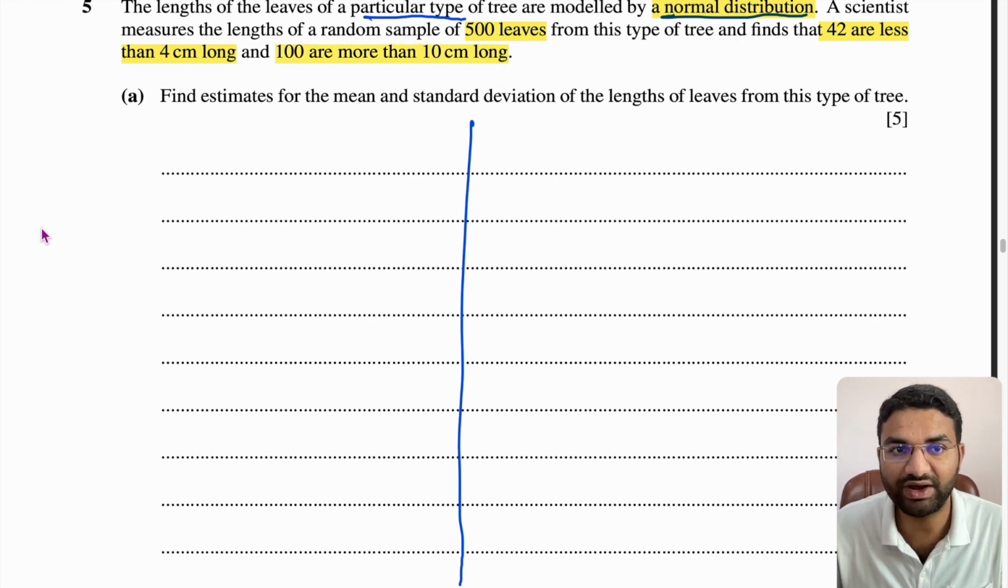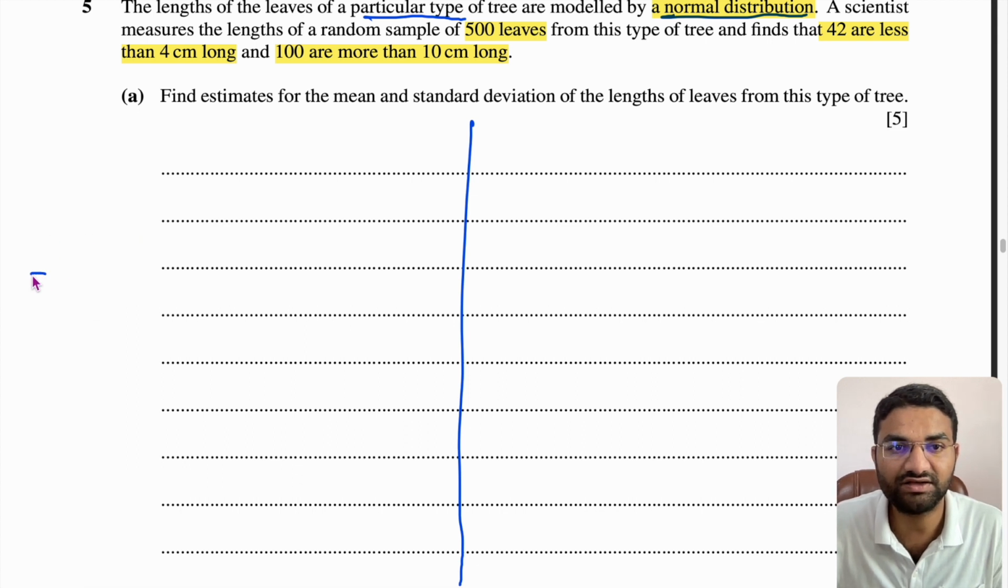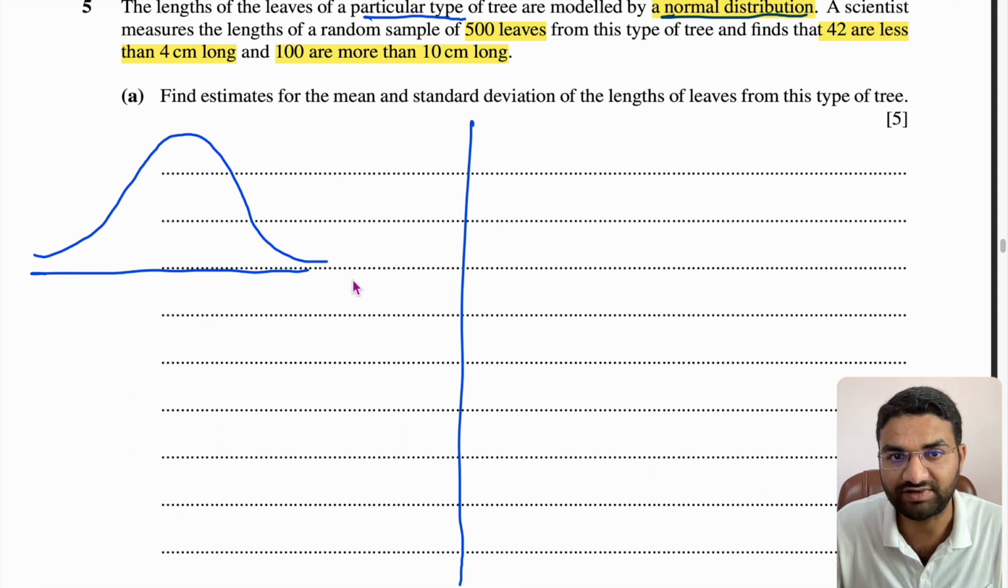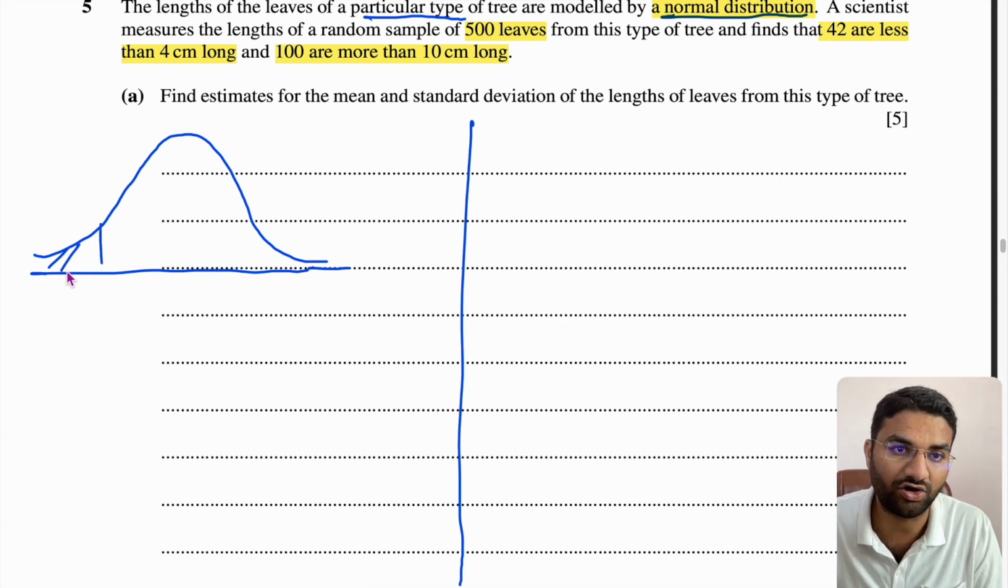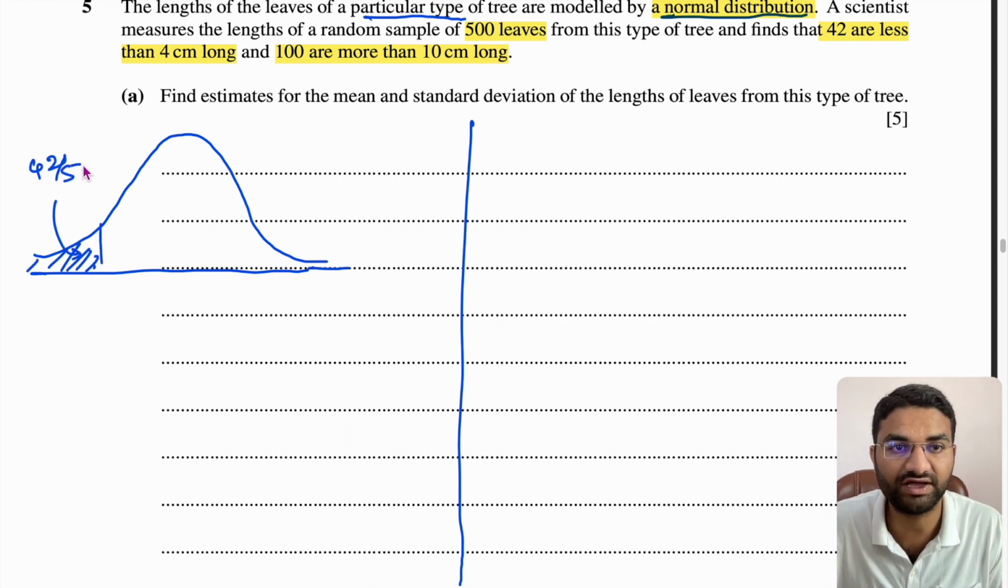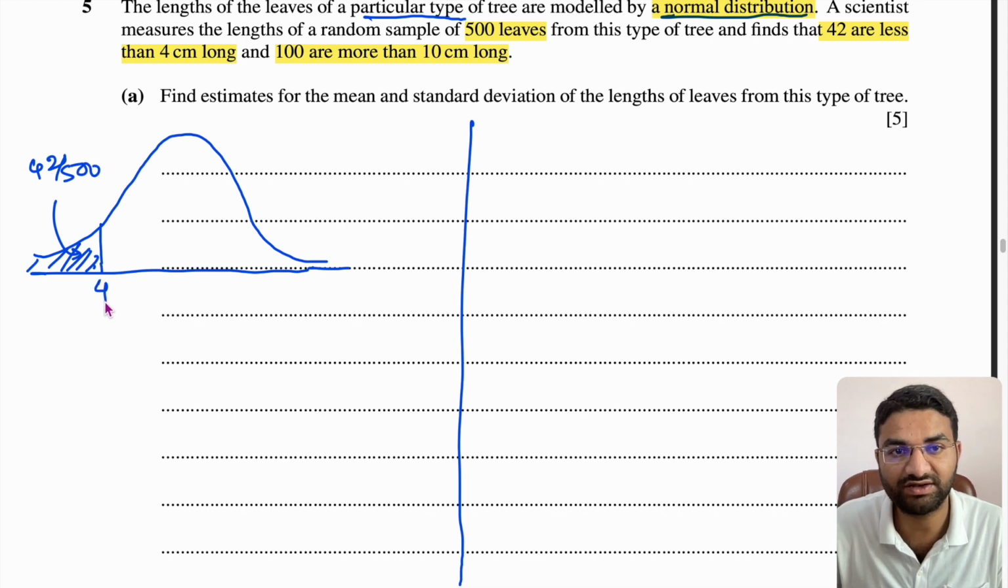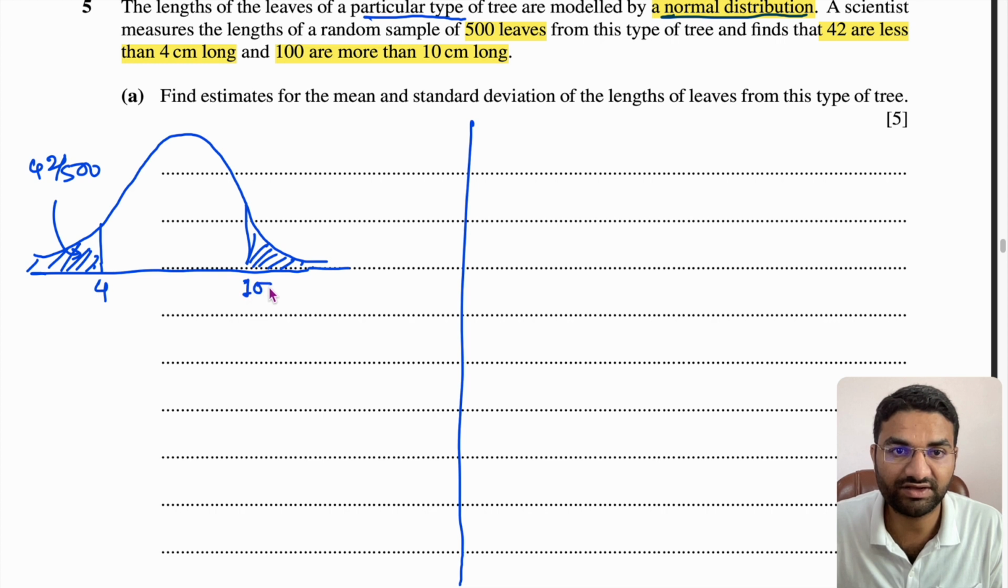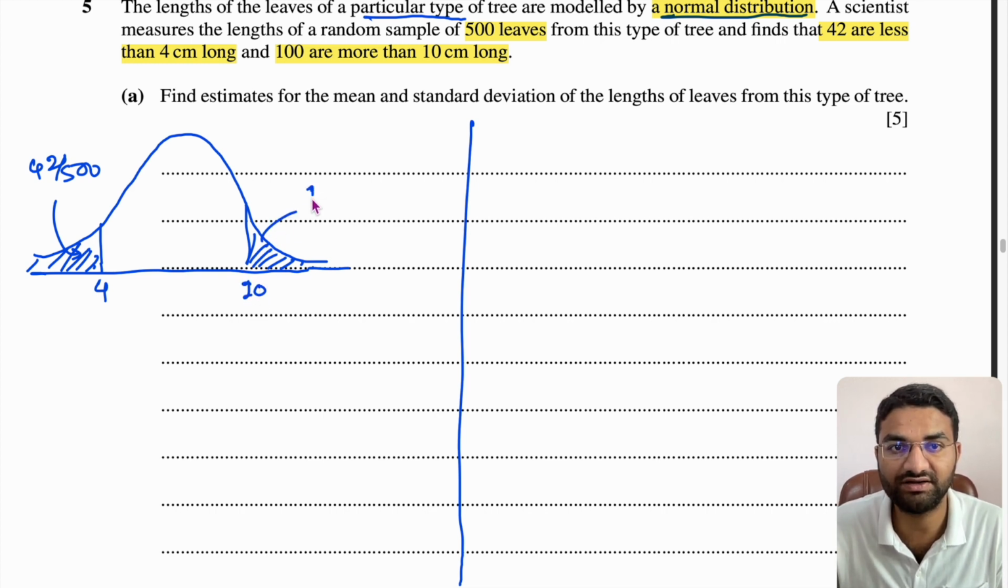And they have provided us with a simple probability distribution graph, so that it will help us find the probabilities. Here there are 500 samples, of which 42 are less than 4 centimeters long, and 100 out of the 500 samples are more than 10 centimeters. Okay, this is the simple data.